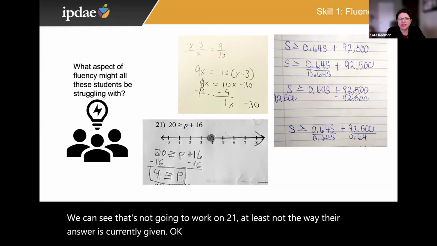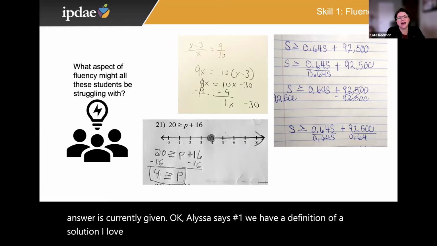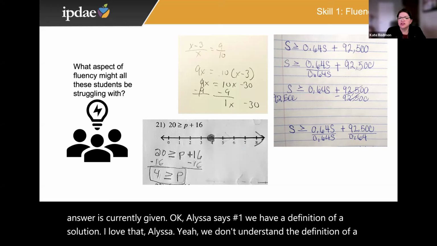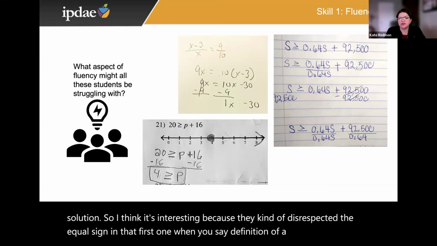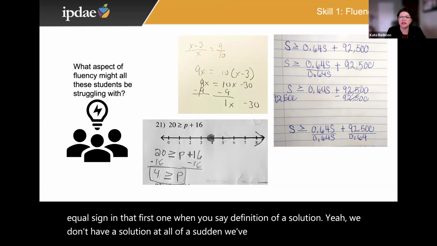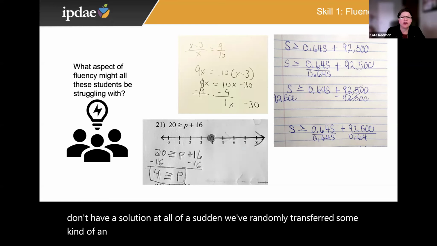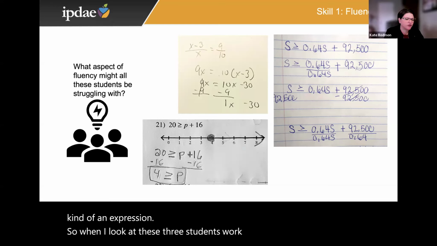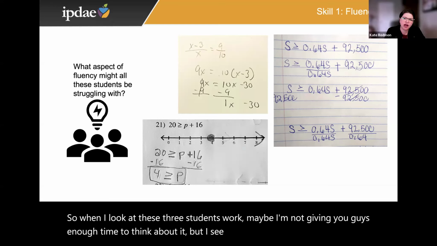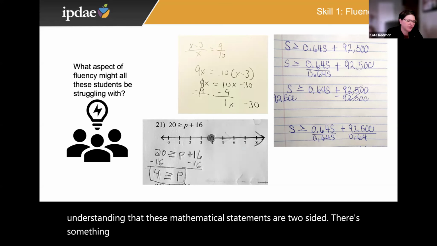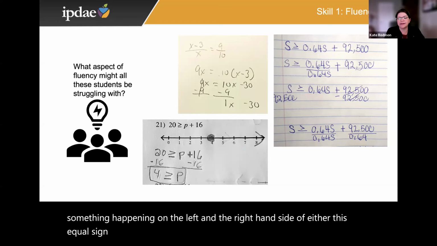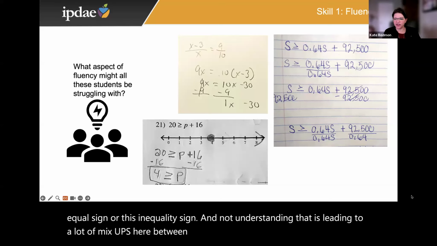Okay, Alyssa says number one, we have a definition of a solution. I love that. Alyssa, yeah, we don't understand the definition of a solution. So I think it's interesting because they kind of disrespected the equal sign in that first one. When you say definition of a solution, yeah, we don't have a solution at all. All of a sudden, we've randomly transferred to some kind of an expression. So yeah, when I look at these three students' work, maybe I'm not giving you guys enough time to think about it, but I see all these issues with not understanding that these mathematical statements are two-sided. There's something happening on the left and the right-hand side of either this equal sign or this inequality sign. And not understanding that is leading to a lot of mix-ups here between simplifying and solving.